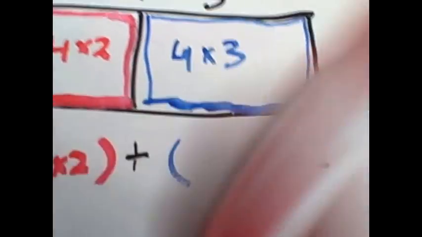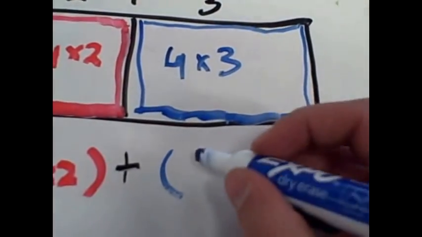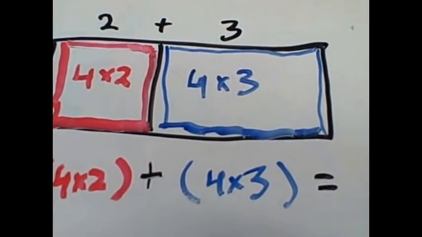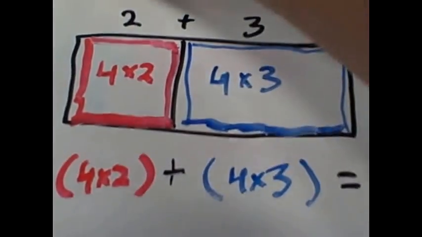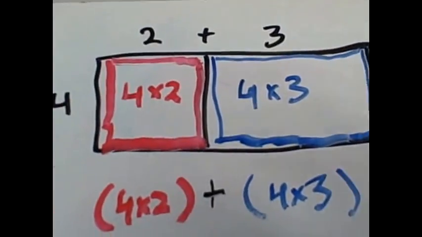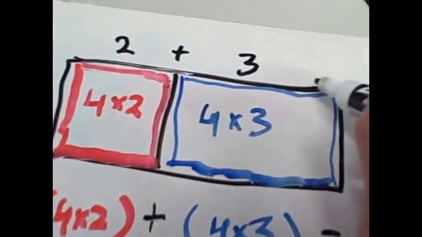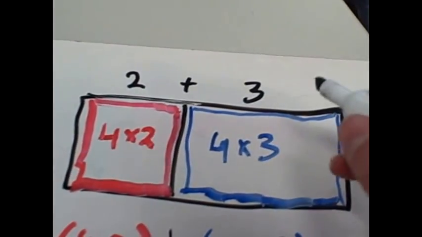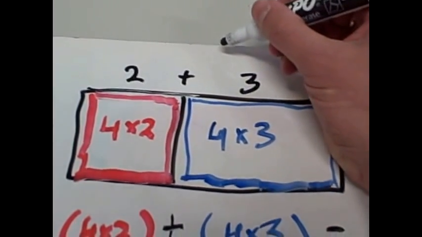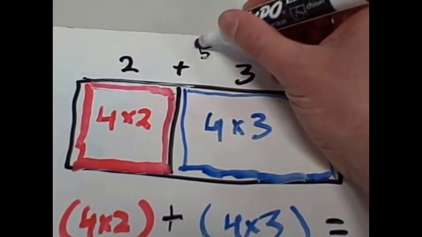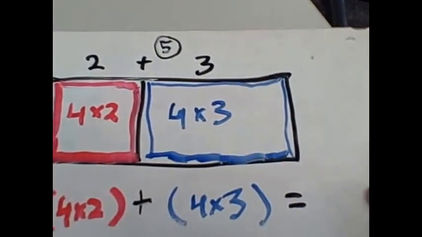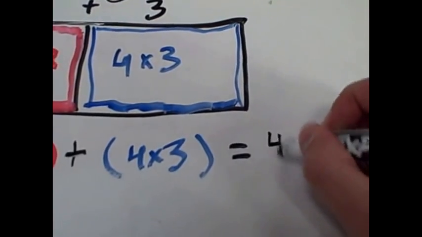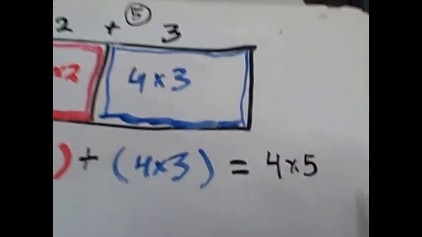So when we write it out in parentheses, we just drop those numbers down. 4 times 2 and 4 times 3. So 4 times 2 in parentheses plus 4 times 3 in parentheses. And then we need to find the total length. And the total length at the top is 2 plus 3. And what's 2 plus 3? What's 2 plus 3, girls? 5. Thank you. So 4 times 2 plus 4 times 3 is 4 times 5.